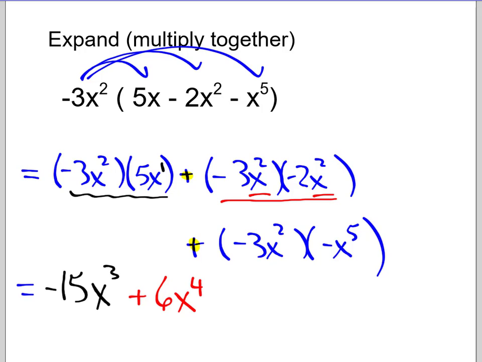Okay, and then lastly, we'll do this last one in green. A negative 3 times a negative 1, you can put a placeholder in there, is a positive 3. And an x squared times an x to the 5th is x to the 7th. Now when we look at that last line, none of those are like terms. You can't do anything more. You stop.